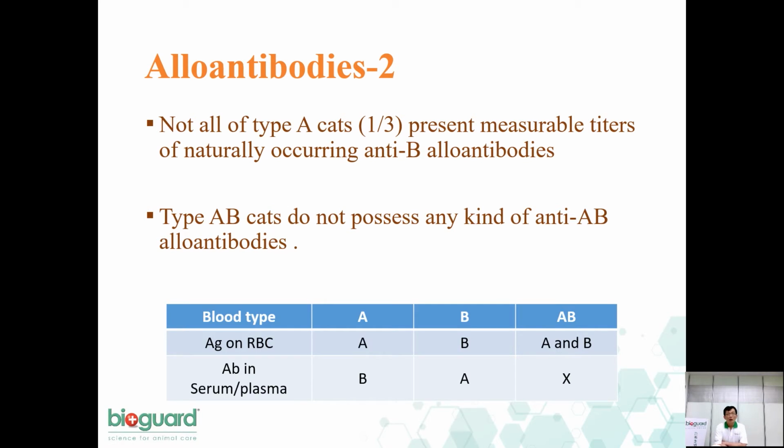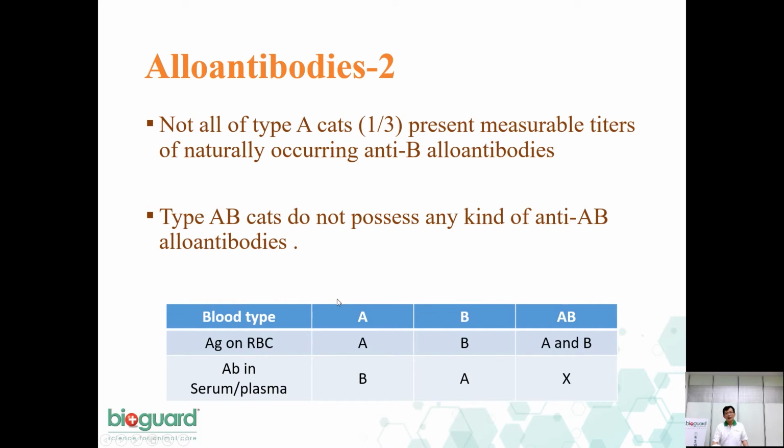However, not all of the type A cats have the alloantibody. Briefly, about one third of type A cats will have measurable titers. It's weaker compared to the type B cats, a naturally occurring anti-B alloantibody. For type AB cats, they do not have any kind of anti-A or anti-B antibody. So let's summarize in this table.